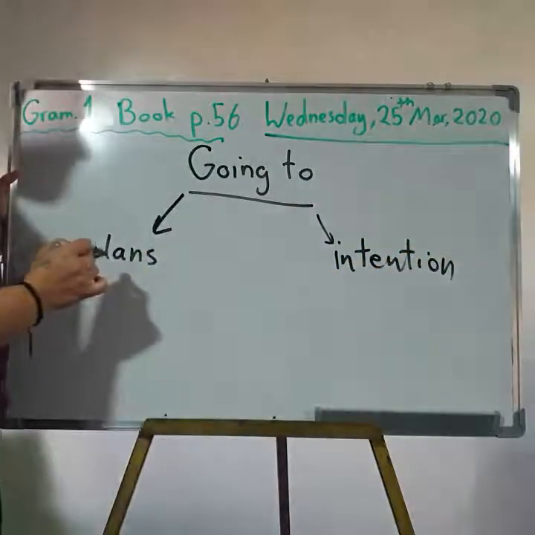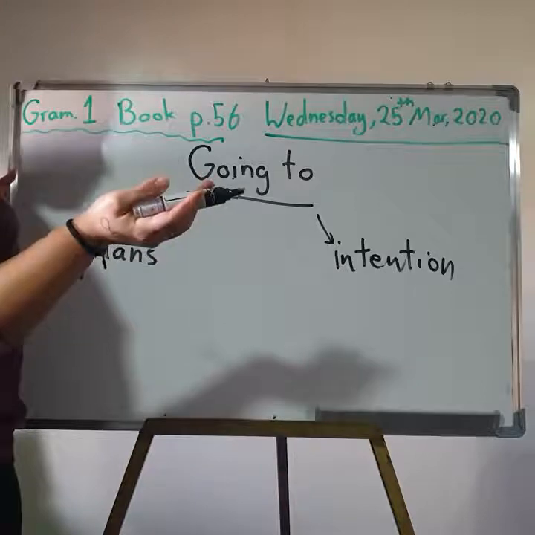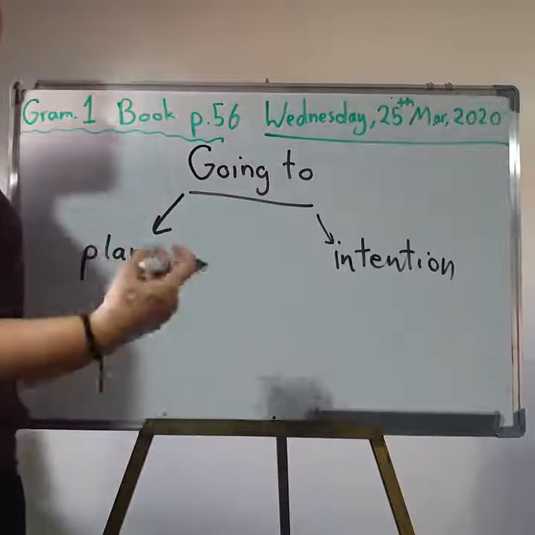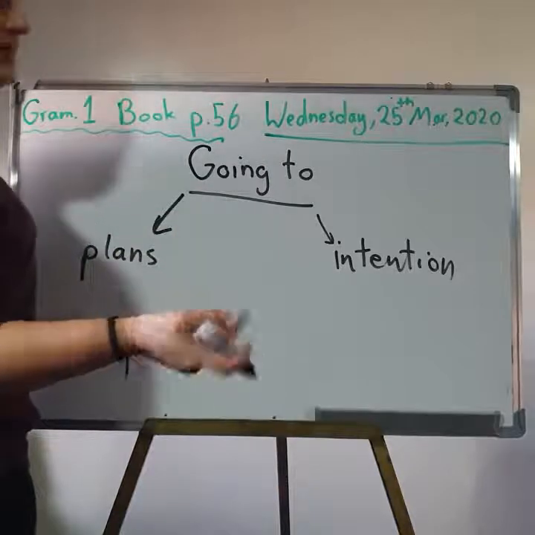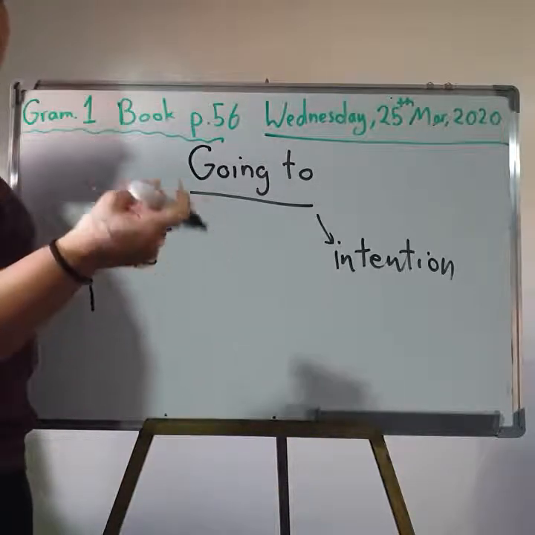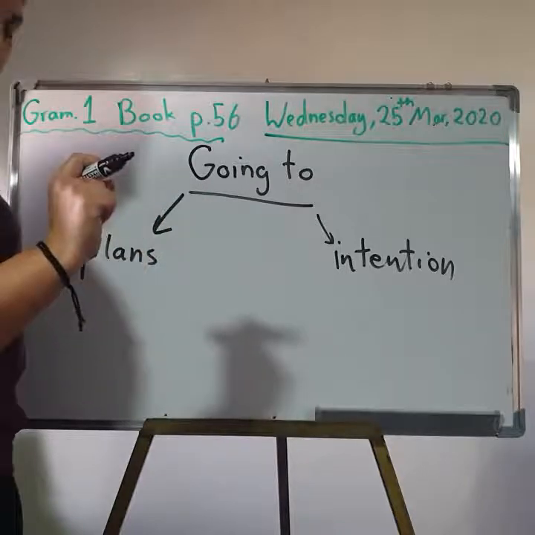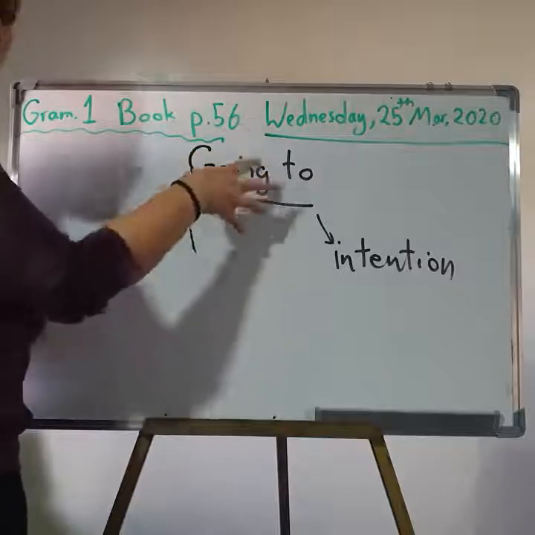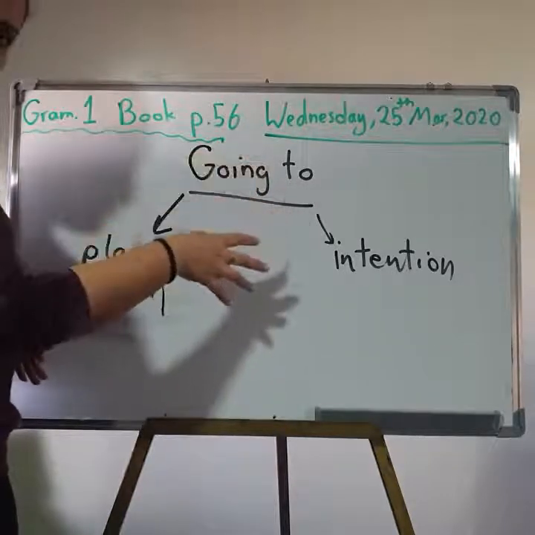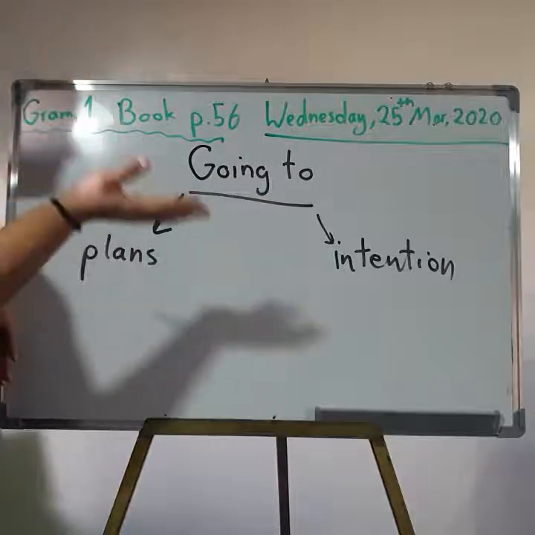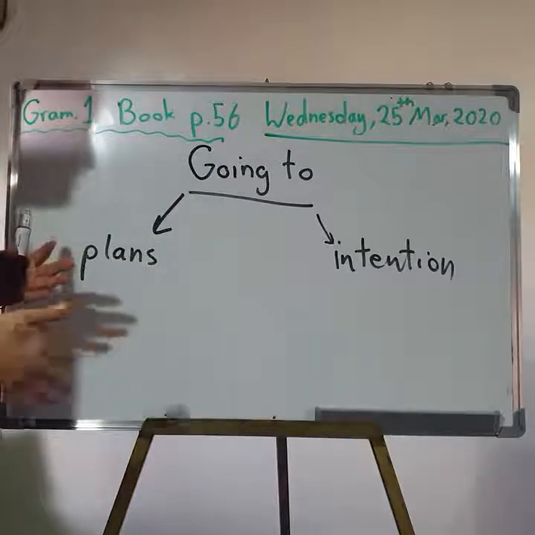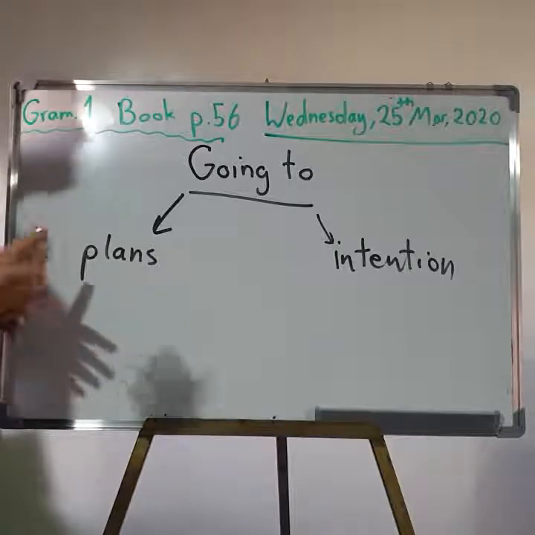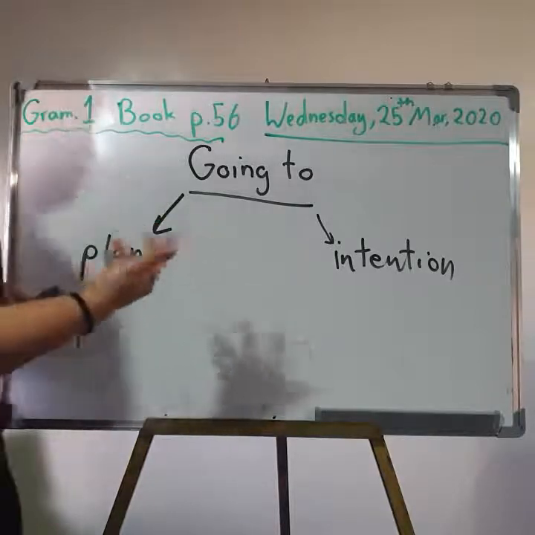Now, plans are the things you plan to do in the future. You already have a plan in your mind, and the intention is what you intend to do. So it's what you also put in your mind that you want to do in the future. How do I use going to in the sentence? This is the use of going to. I use it for the future to talk about something that I want to do. I'm planning to do it. I didn't do it by surprise, or I will not do it by surprise. I will plan for it.